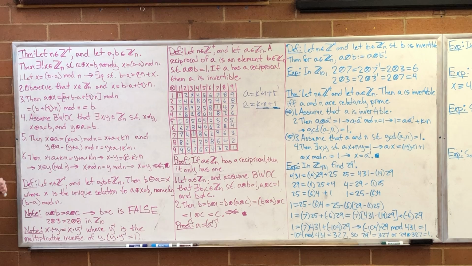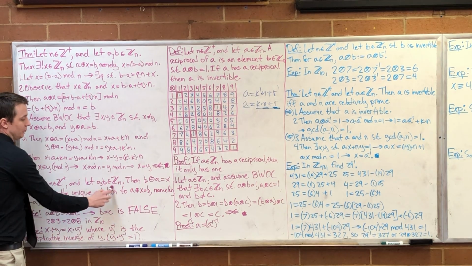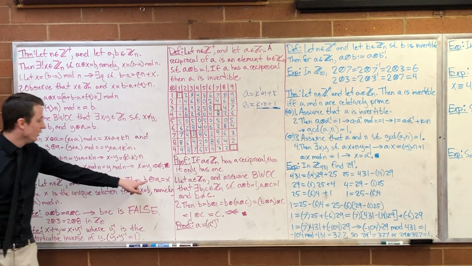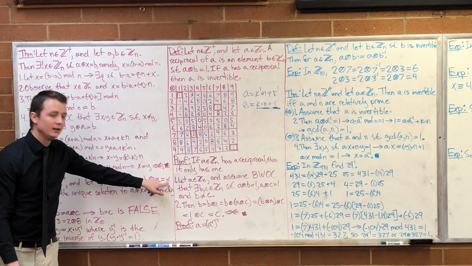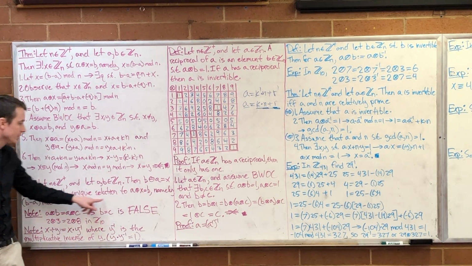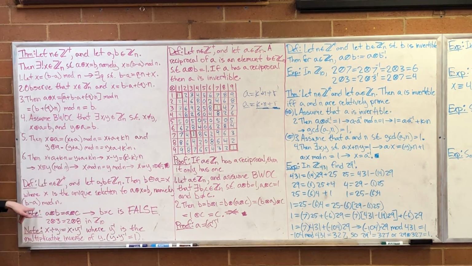Good? All right. So now we can have our definition of subtraction. Let n be a positive integer and let a and b be integers in Zn. Then we define b minus a to be x, where x is the unique solution to a plus x equal to b, namely b minus a mod n. Notice that's exactly what we defined it to be right here. So what is b minus a? It's b minus a mod n with regular arithmetic.